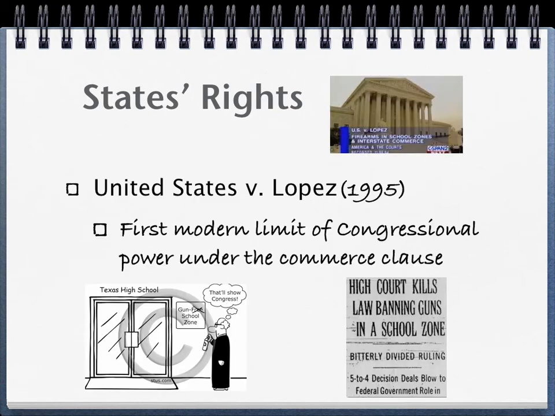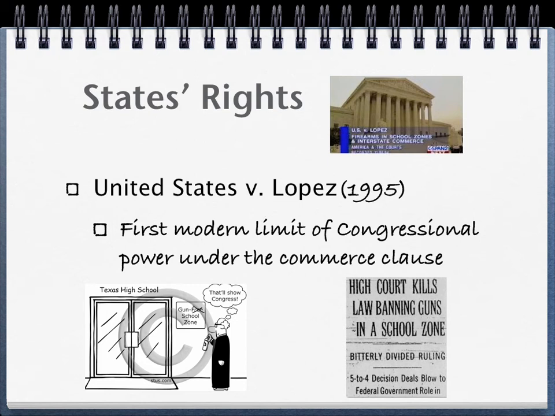One victory for states' rights is the Supreme Court case U.S. versus Lopez in 1995. The basic story is Congress tried to make a law banning guns in schools, and they claimed that the reason they could make this law was because it affected interstate commerce. The Supreme Court actually struck that law down. They used judicial review, and they struck that law down.